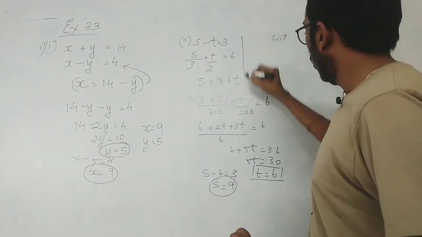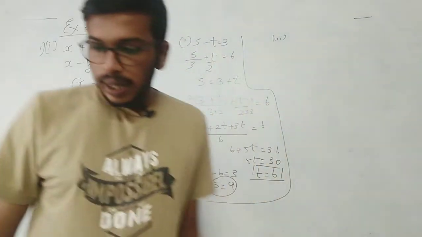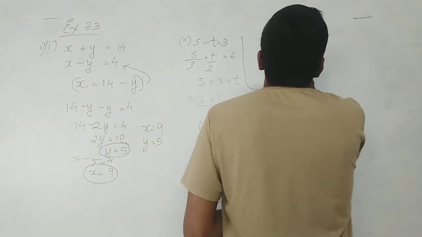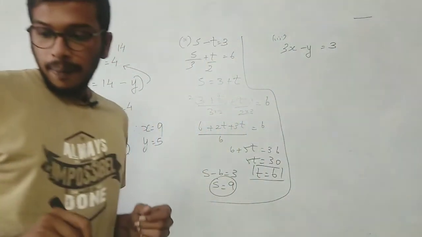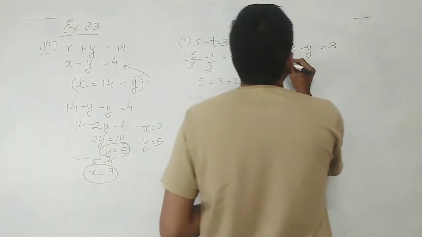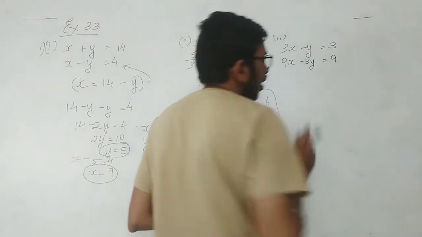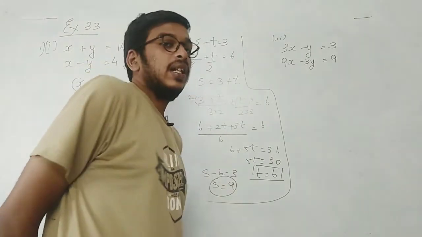In the third subdivision, it is 3x minus y is equal to 3 and 9x minus 3y is equal to 9. This is kind of a special problem. By looking at the coefficients, we can say something.